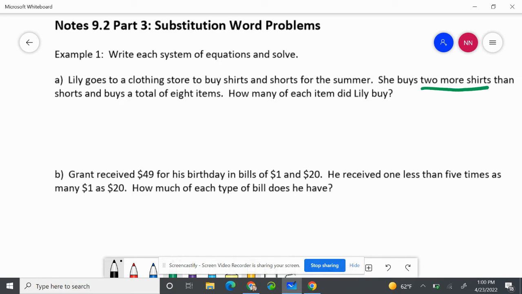So the first thing that we have to do is define what our x and y values are going to be. Now we could pick any letters that we want, but I'm just going to use x and y for this one. So x is going to be the number of shirts, and y is the number of shorts.